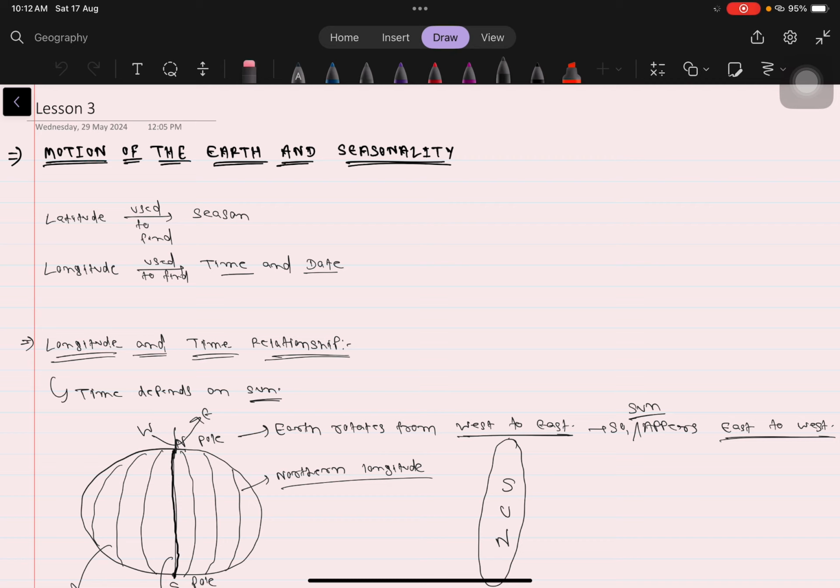First of all, let's see the longitudinal line and time relationship. We all know that our earth rotates from west to east along the axis, that is the north-south axis, and our sun is always present in the east direction. So it appears to us that the sun moves from east to west, that is, the sun rises in the east and sunset happens in the west. This is due to the fact that our earth rotates from west to east, so the sun appears to move from east to west.